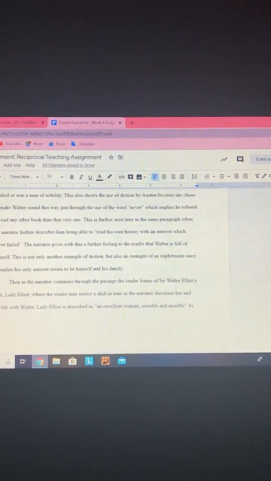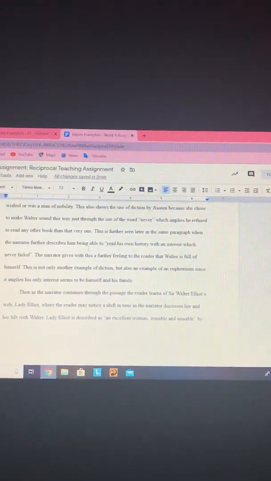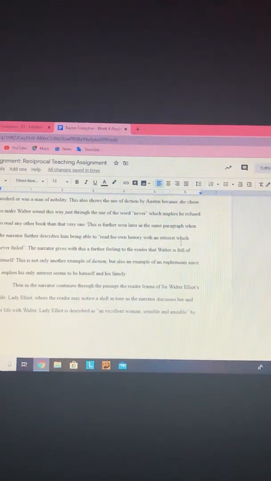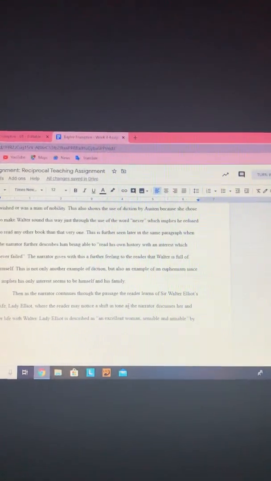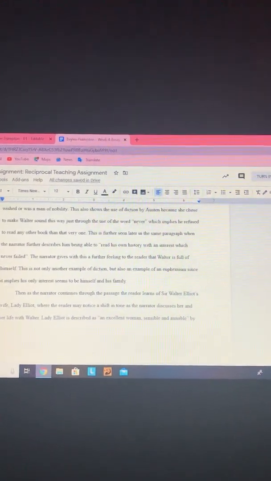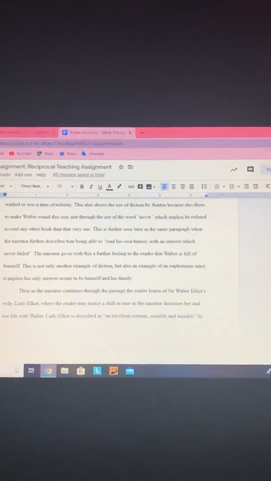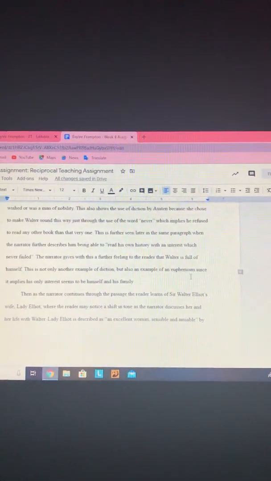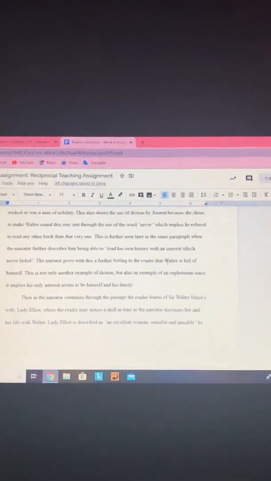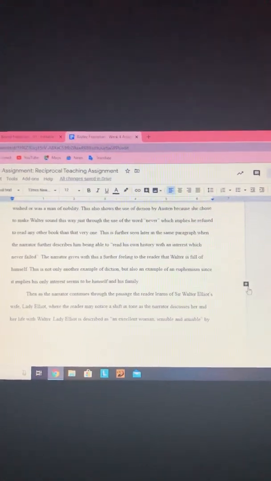This is again further seen later on in the passage, where the narrator further describes him as being able to read his own history with an interest that never failed. This gives the further feeling to the reader that Walter is full of himself. It is also not only another example of diction, but also an example of euphemism, since it implies his only interest seems to be himself and his family, but not in a direct way.